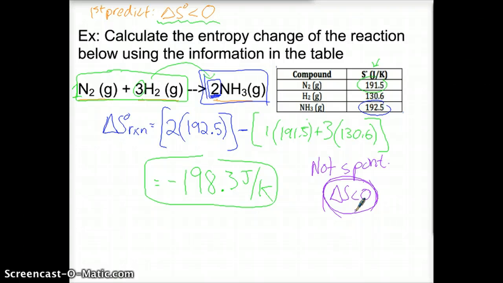For now, the main thing I would stick to is, if you're given an equation and the tables, can you calculate the entropy change? I could also give you the entropy change and ask you to calculate one of these numbers, which requires a little more algebra. And then you always want to predict and see if your calculation matches your prediction.